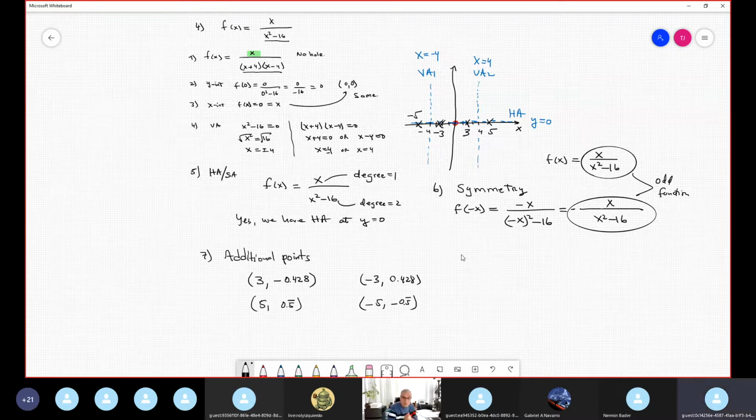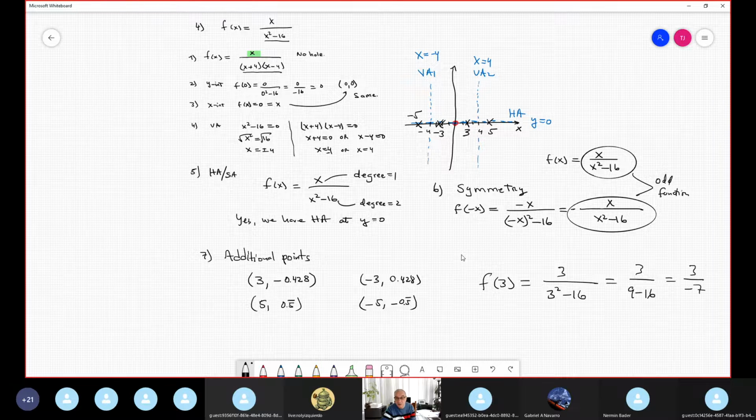Yeah, I'm following. Professor, please, I don't understand where you got negative 0.428. Well, you evaluate in the original function. So you evaluate the original function at 3 here. f of 3 is equal to 3 over 3 squared minus 16, no? This is 3 over 9 minus 16, and this is 3 over negative 7. And when you compute this in your calculator, you get this answer. Okay, I get it now. Thank you.